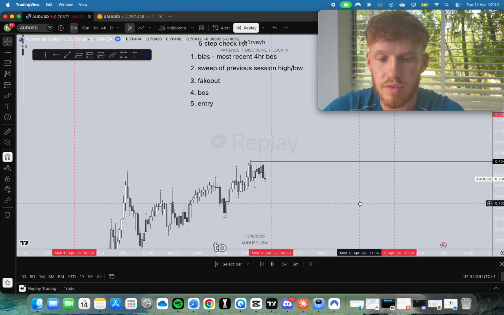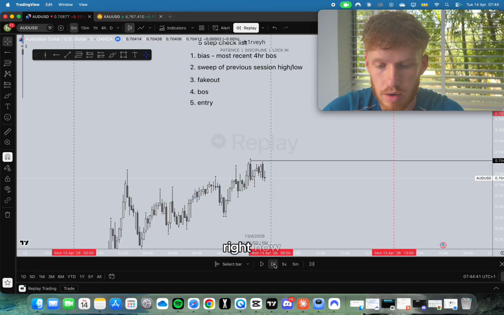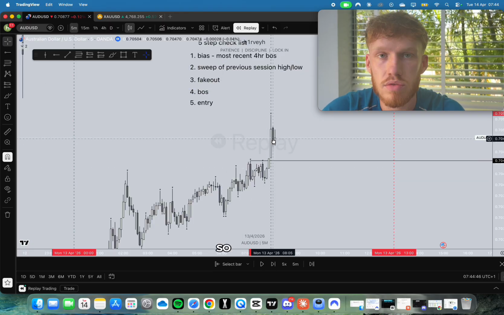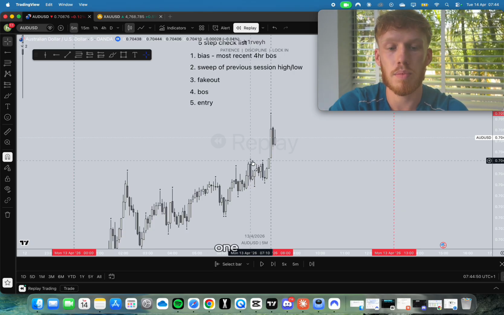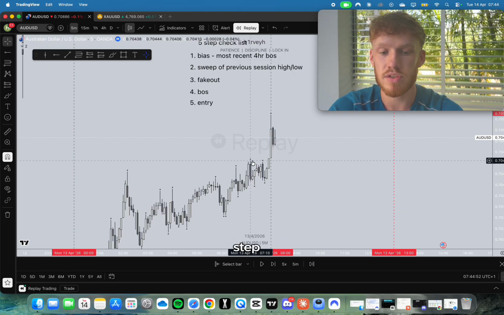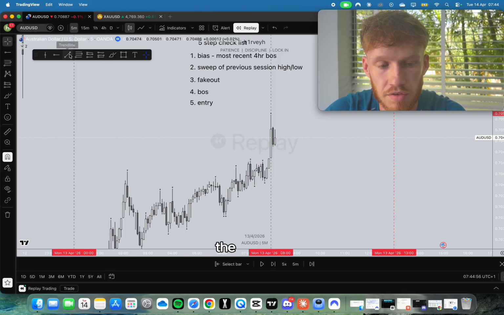And then we're waiting for that to get swept. So this is still step 2 right now. So that gets swept on market open. So that's step 2 done. We've had step 1, which is the bias, which is bearish. Step 2, previous session high sweep. Now step 3, the fake out.